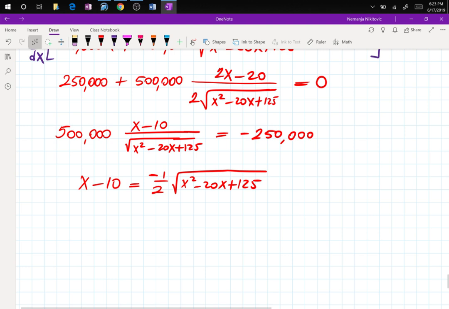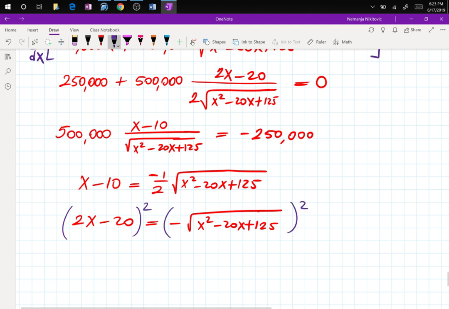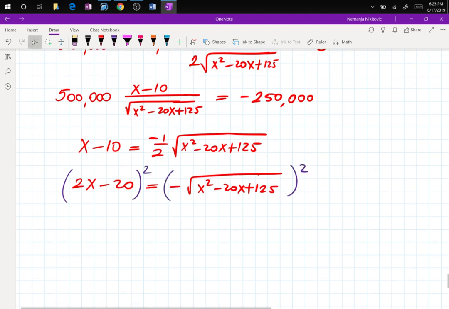So now you can multiply the half to the other side and leave a negative, because when we square it, we'll kill it. So it becomes 2x minus 20 is equal to the negative square root of x squared minus 20x plus 125. This is now basic algebra when we are just trying to solve the radical equation. So we square both sides to kill the root, and it will also kill the negative at the same time.